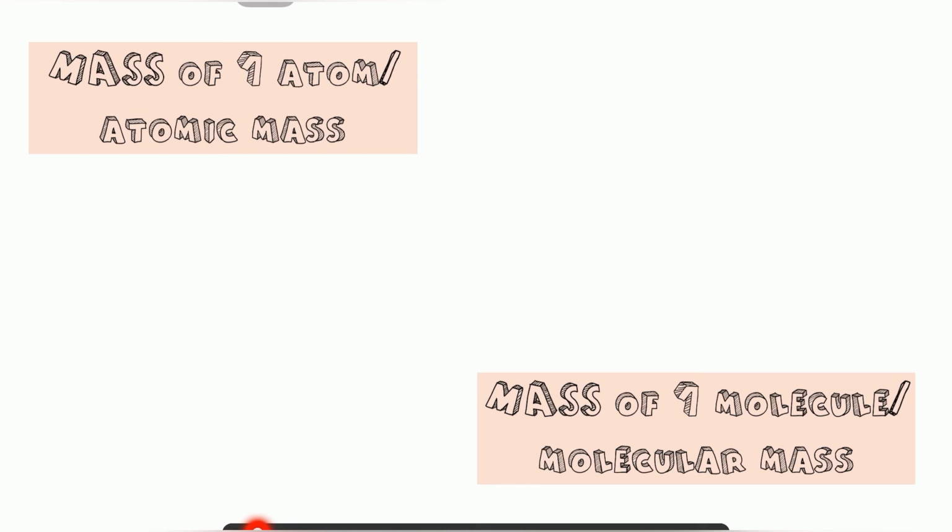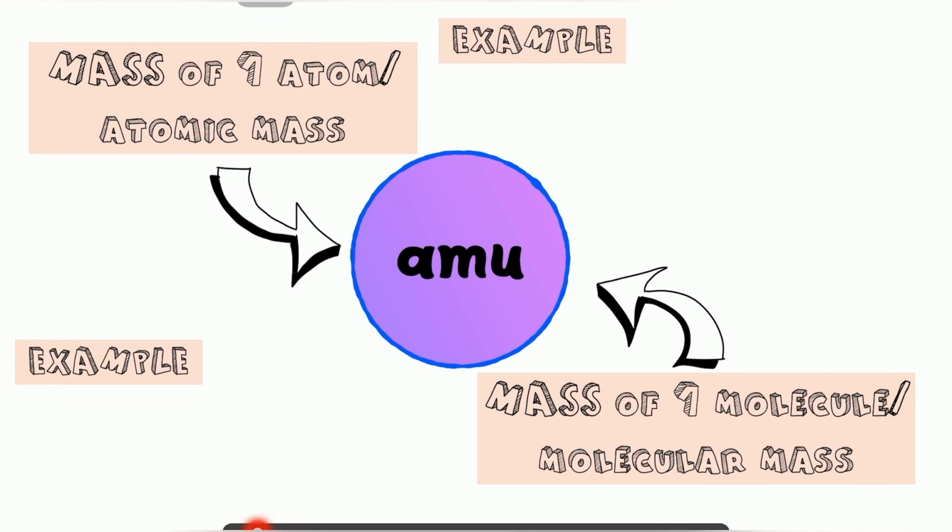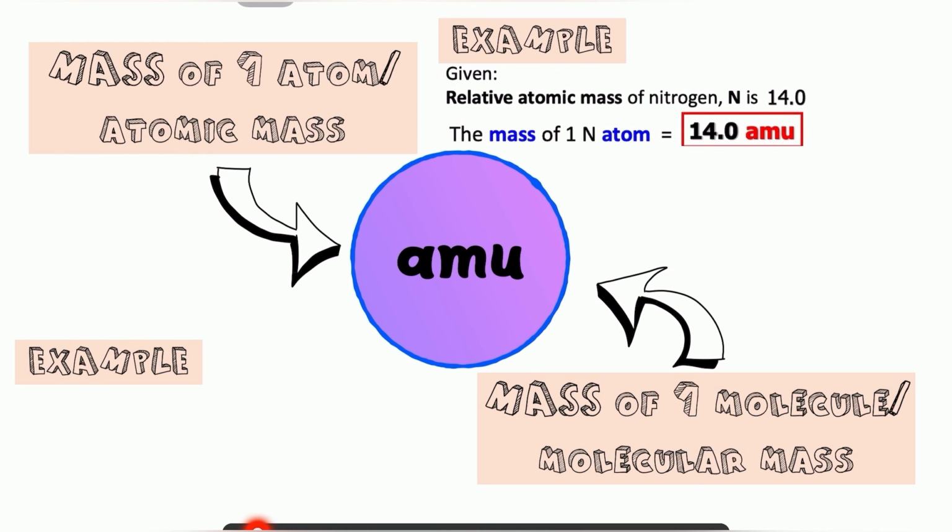You have to understand that the mass for one atom, also known as the atomic mass, and the mass for one molecule, also known as the molecular mass, must have the unit AMU. For example, given the relative atomic mass of nitrogen is 14, this one is relative. That's why the value doesn't have units. So the mass for one atom is 14.0 AMU.